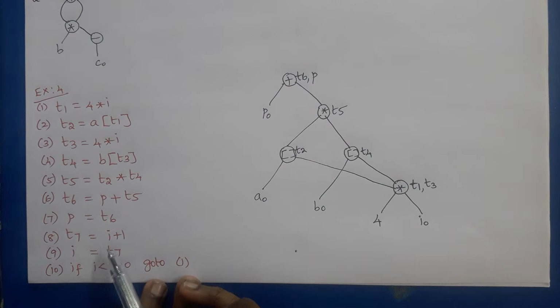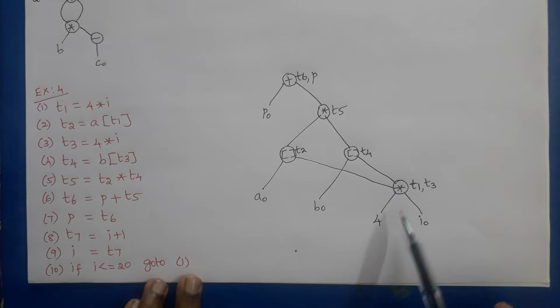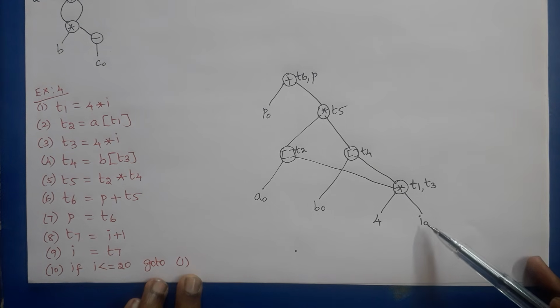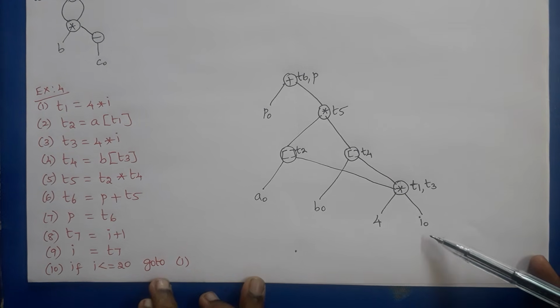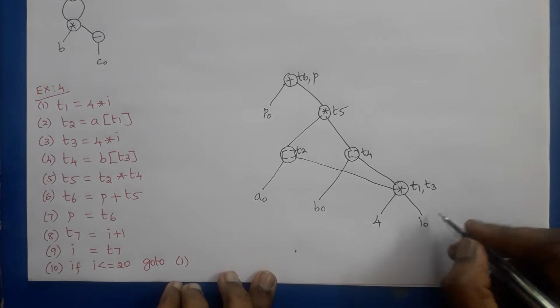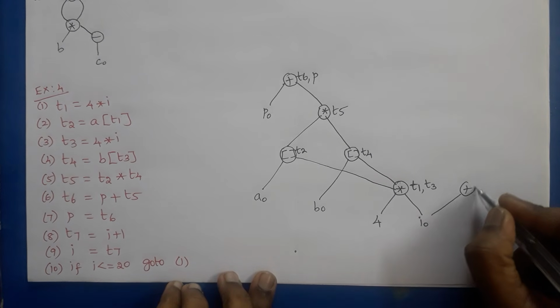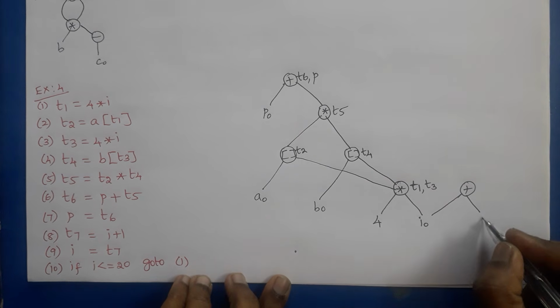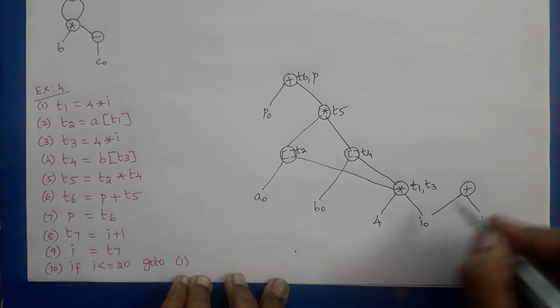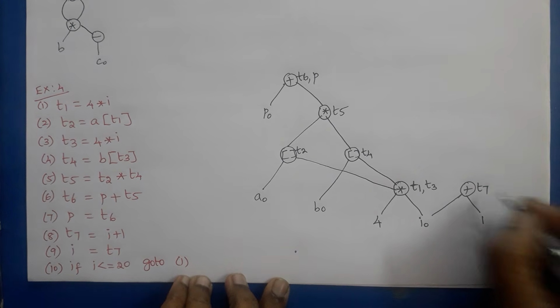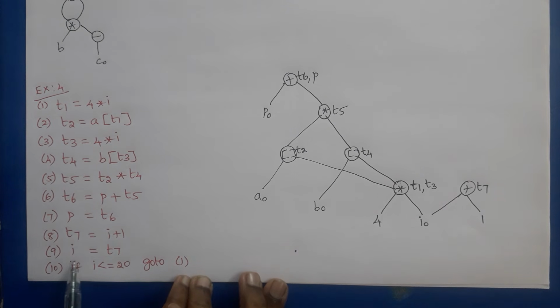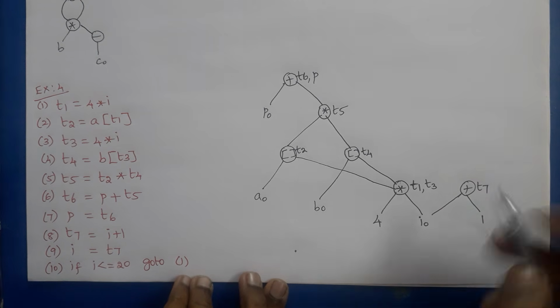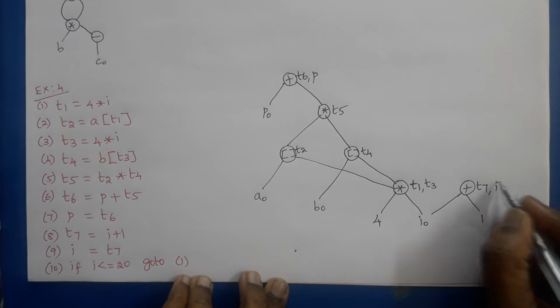Then the next statement is T7 equals I plus 1. I plus 1 is not computed again, so we have to consider the initial value of I. So the interior node is plus, I naught is the left child, 1 is the right child, and this result is T7. Then again a copy statement, I equal to T7. So in the T7 place we need to attach I as a list of attached identifiers.